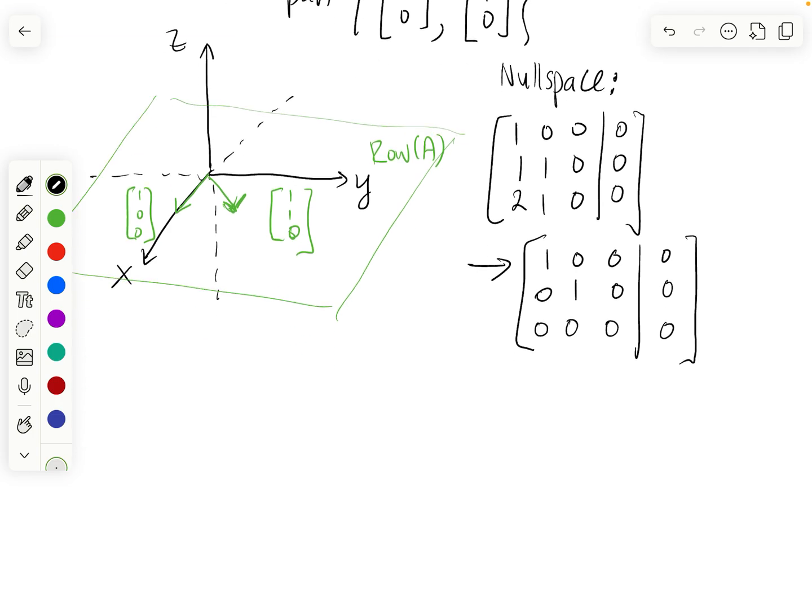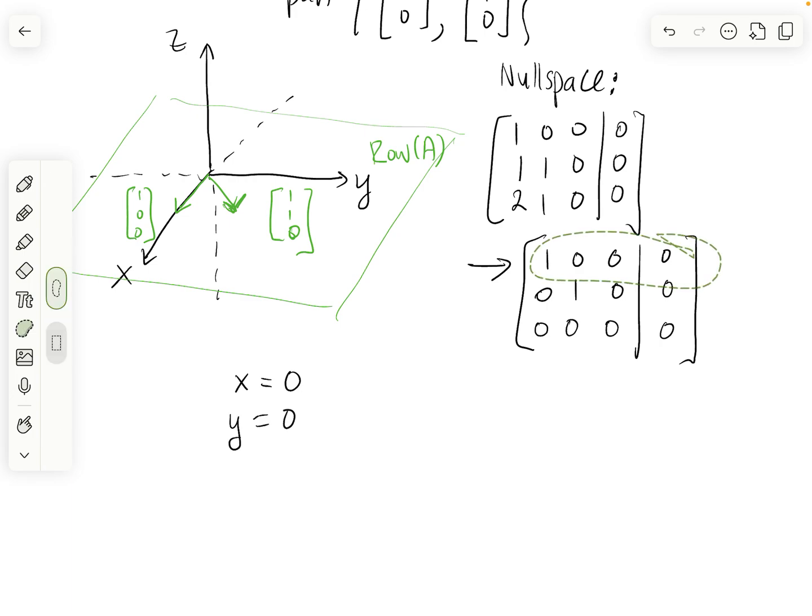So now we have to solve. Well, this is easy because the first equation is just x equals 0, and then the second equation is just y equals 0, right? This first row reads as 1 times x equals 0. The second equation is y equals 0, and you have a 0 row. So that doesn't tell you anything, but you have this free column. This third column is free, and so z is a free variable.